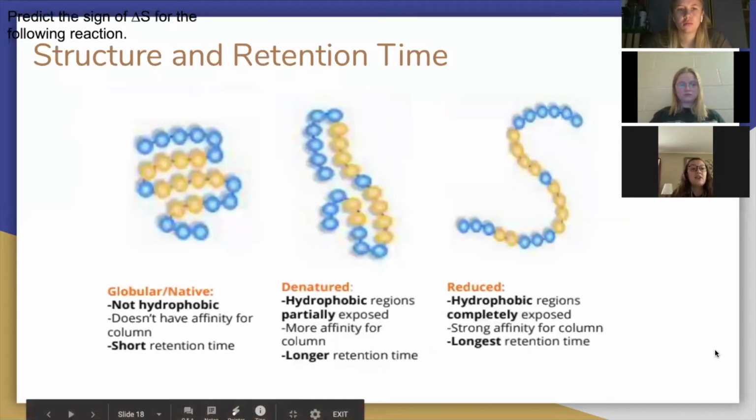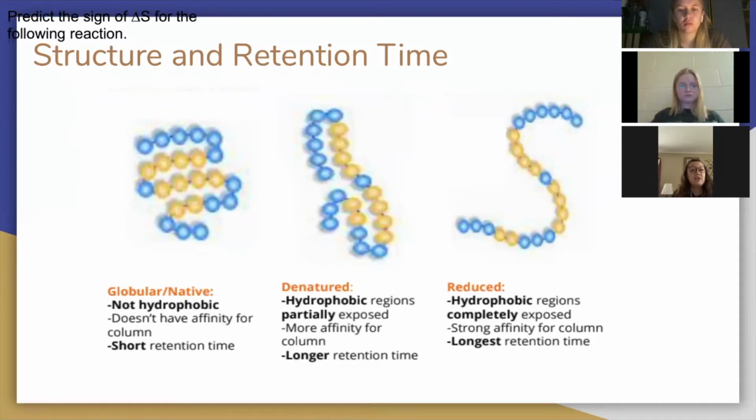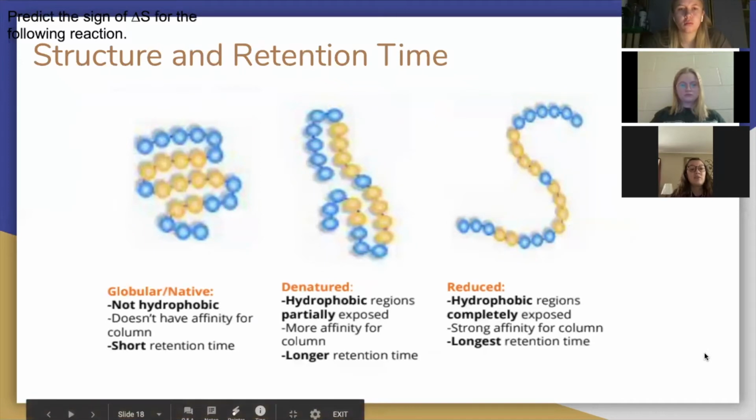This slide gives an overall view of the 3 different types of proteins: native, denatured, and reduced. You can see, as I said before, the different qualities of each of these proteins and how they interact with the column. You can also see the structure of the protein as they break their bonds and go from tertiary to primary.